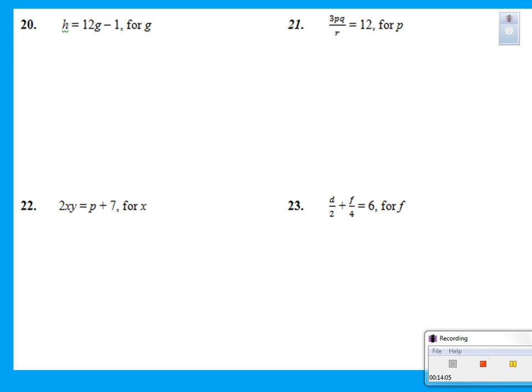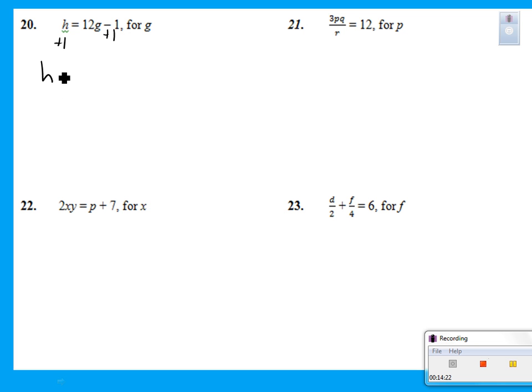Flip to your back page if you would. Here's my number 20. H equal 12g minus 1. We're going to solve this thing for g. Well, do any addition or subtraction first. So I'm going to add 1 to both sides.